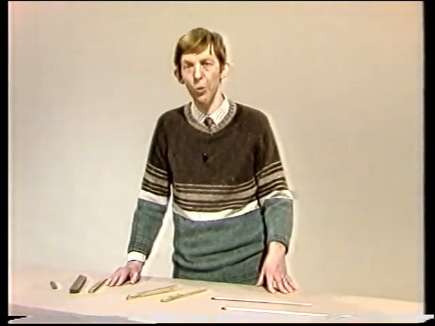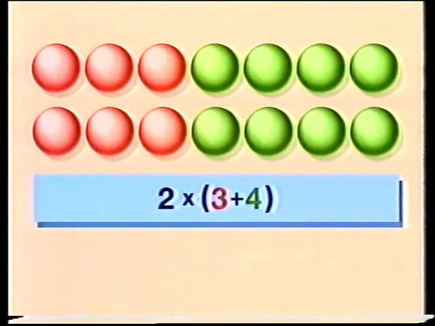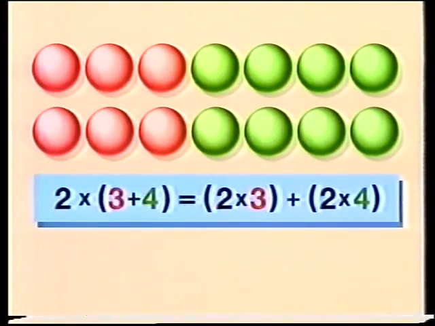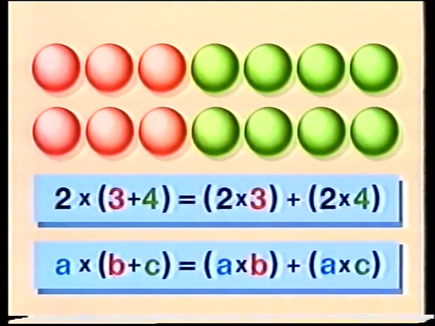It comes from the distributive law. Let's see how that works. 7 is just 3 plus 4. So 2 times 7 is 2 times (3 plus 4). Splitting up 7, that's the same as 2 times 3 plus 2 times 4. And in general, given any positive integers a, b, and c, a times (b plus c) is the same as a times b plus a times c.